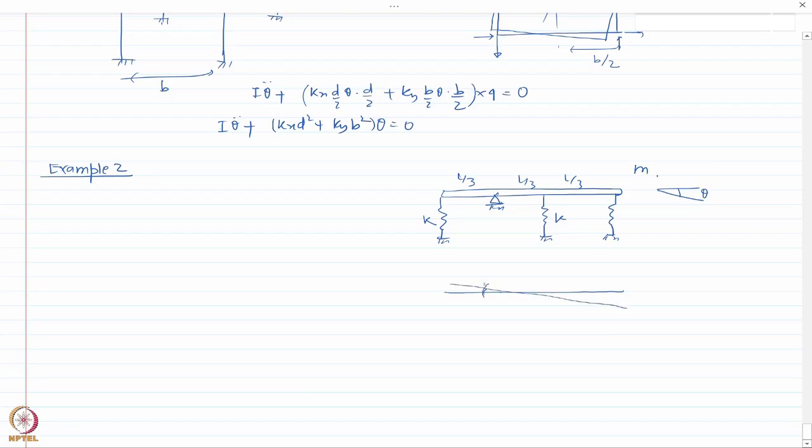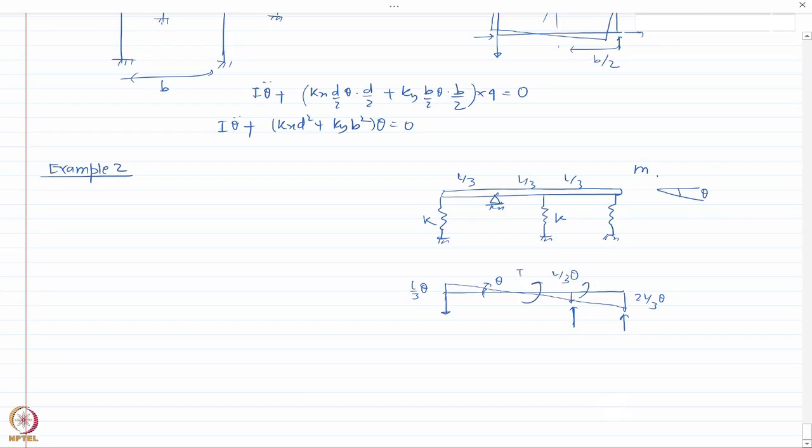Let us say the rotation is in this direction by angle theta. Due to this rotation, the spring at the leftmost end would be stretched by a deformation of L by 3 times theta, and the second spring is going to be compressed by L by 3 times theta, and the third spring by 2L by 3 times theta. In terms of forces, this spring is going to apply a downward force, and these two springs are going to apply upward forces like this. If you consider the free body diagram, due to clockwise rotation, there would be an inertial moment applied anti-clockwise.